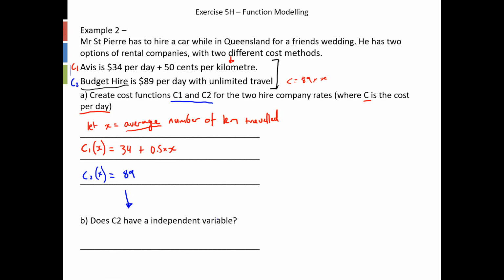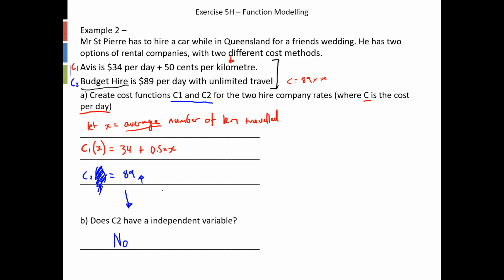Now, here's the interesting thing, and this leads us into this question. Does C2 actually have an independent variable? By that, is there something I'm putting into my function, some number that can change, any type of variable, that will then impact the outcome? And even though I've put C2 of X here, we don't need that, because the answer to this is no. We have no independent variable. Doesn't matter how many kilometers I travel. I could travel 1 kilometer, I could travel 1,000 kilometers per day. It doesn't change my C2 value, my cost per day to hire through budget. So no, there is no independent variable.